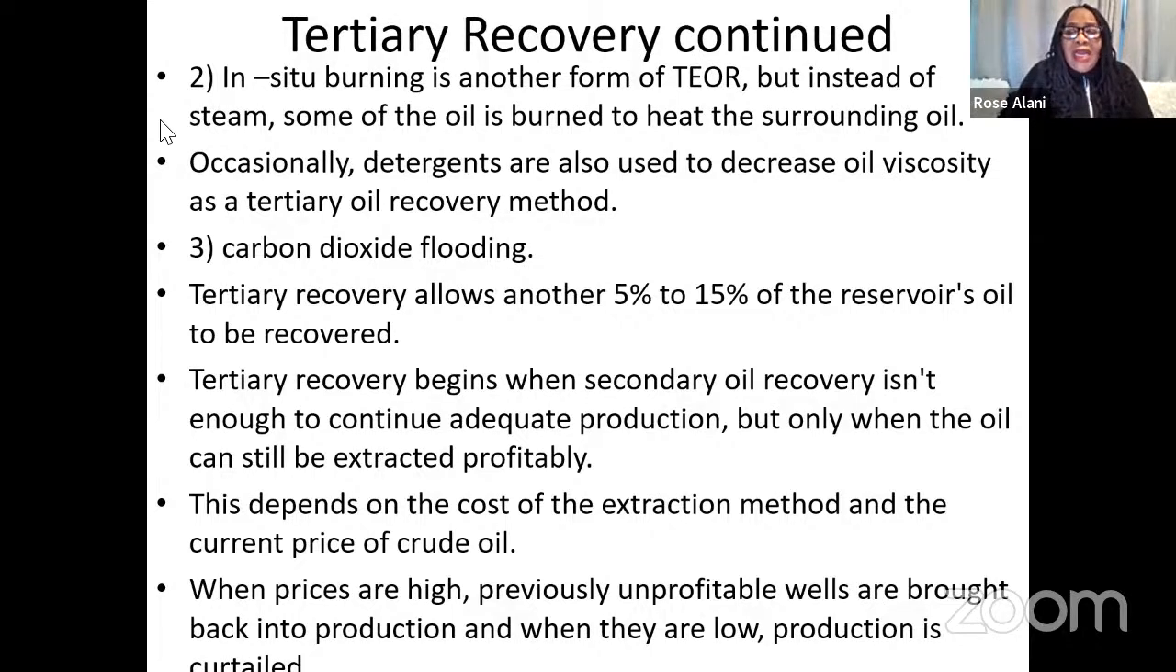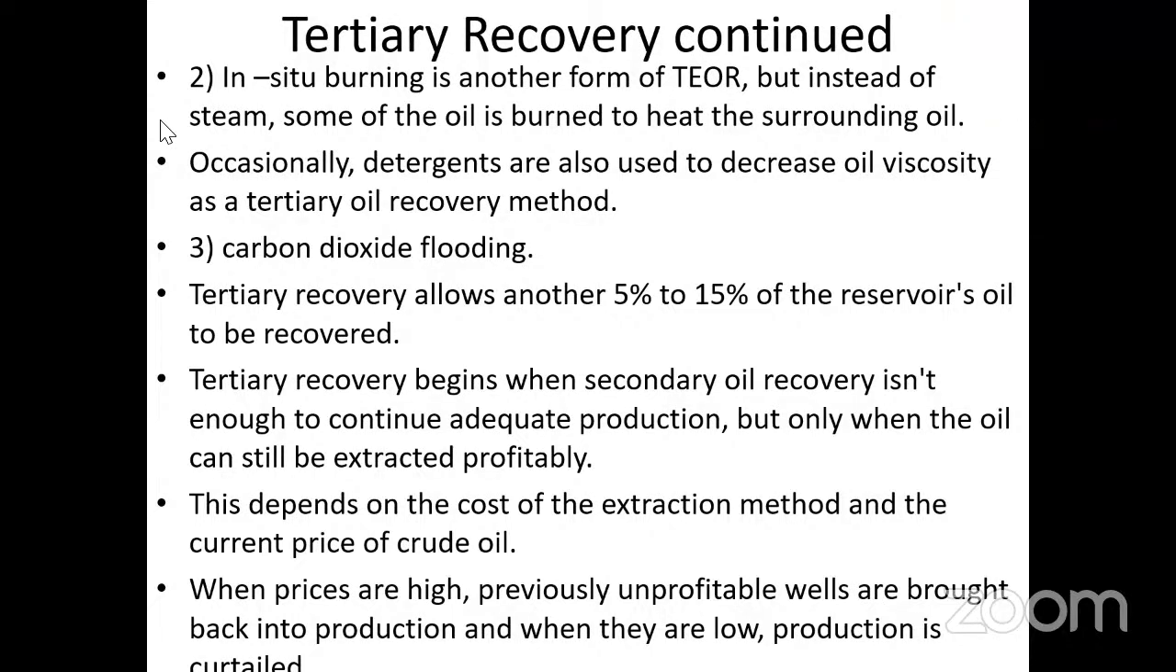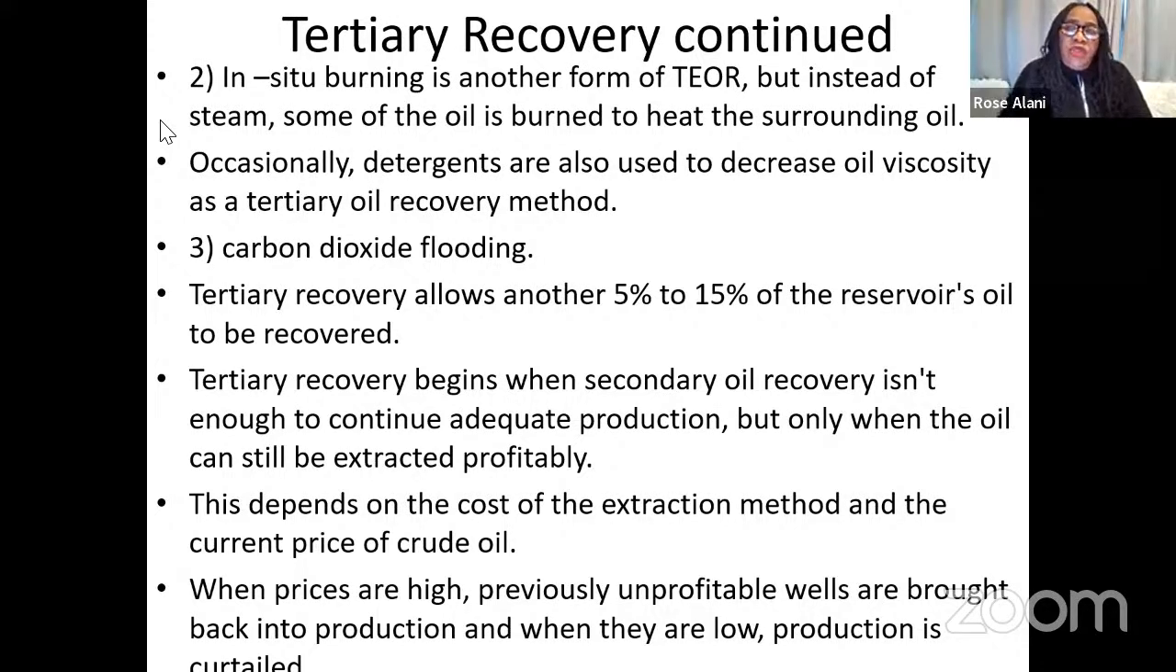So when the prices are high, previously unprofitable wells are brought back into production. That is when the crude oil price is high. The wells that were not profitable initially, one can go back and produce from them and know that definitely one will still make money. And when the crude oil price is low, then one will not go back to extracting from such wells that are not profitable.